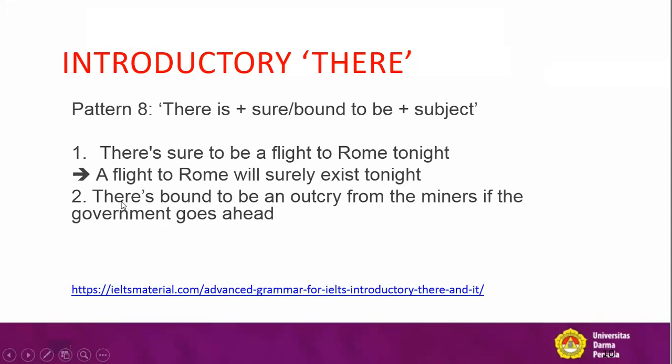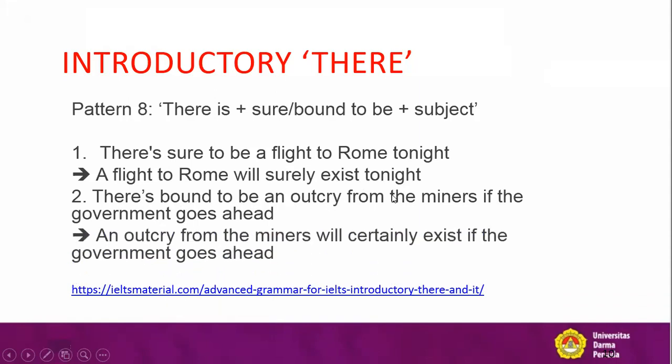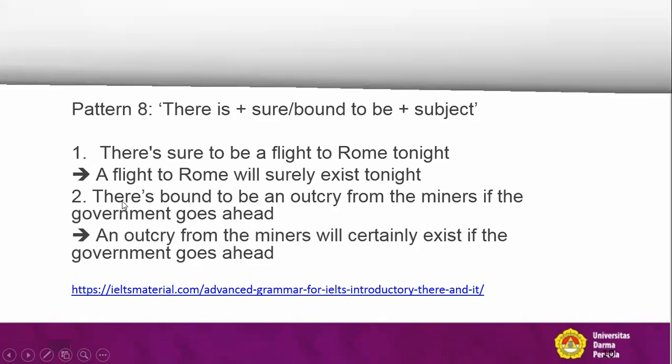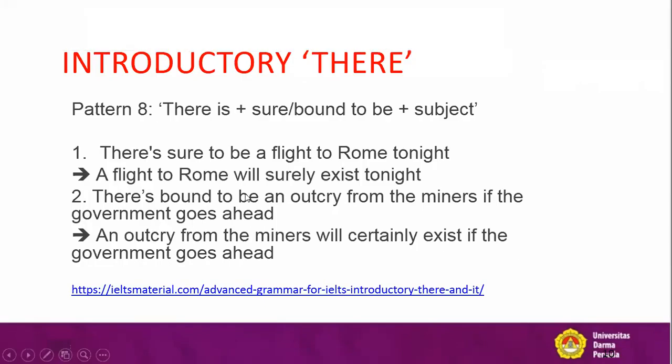The second example, there is bound to be an outcry from the miners if the government goes ahead. So we have there, bound to be, and then subject, an outcry. So we say an outcry from the miners will certainly exist if the government goes ahead. Everybody can learn more about this pattern in this link.